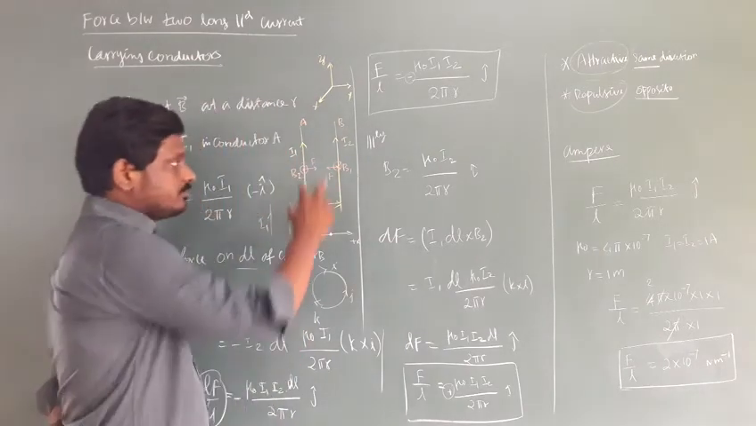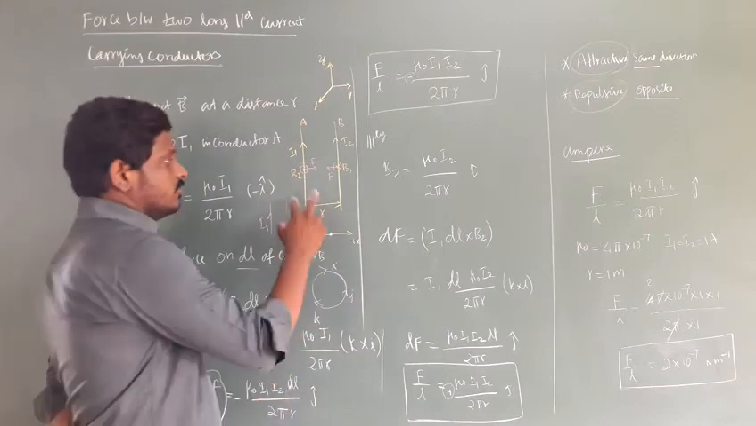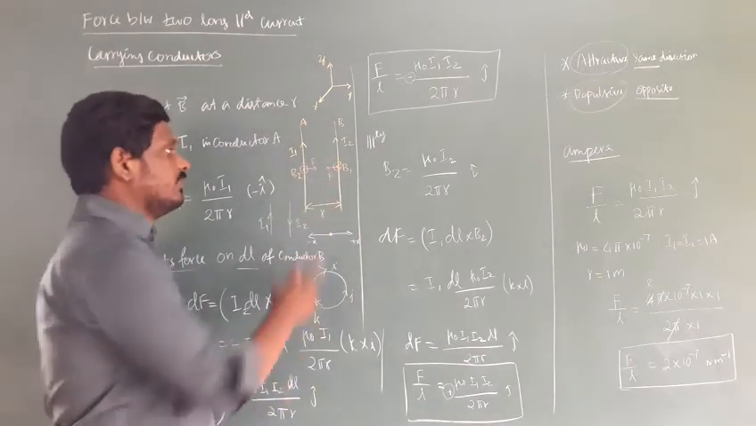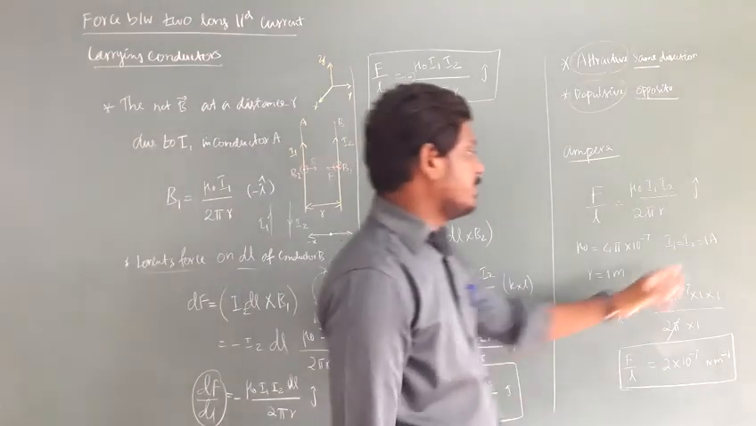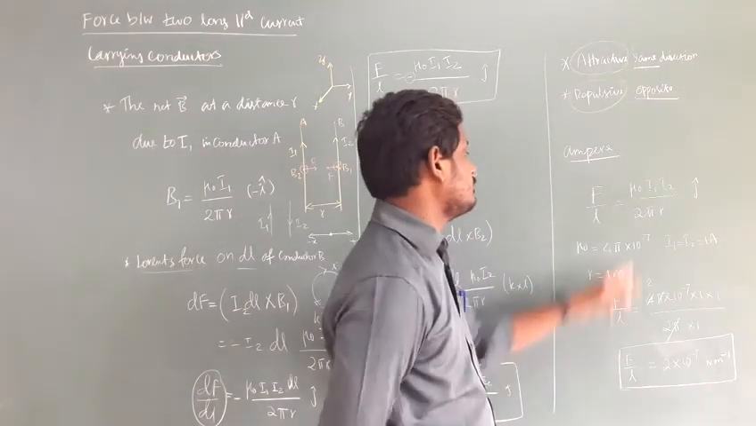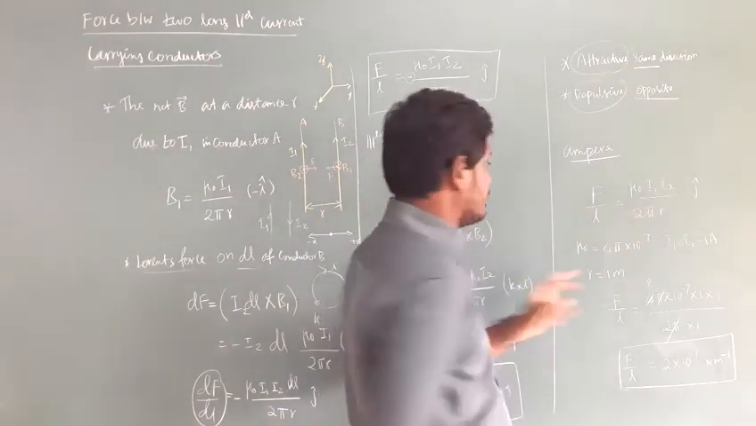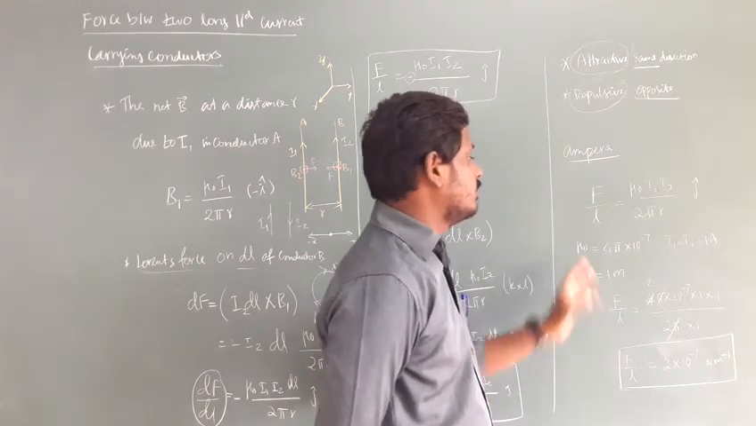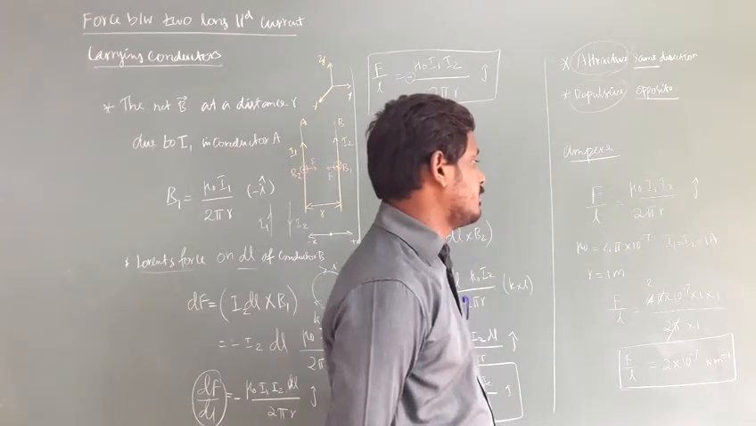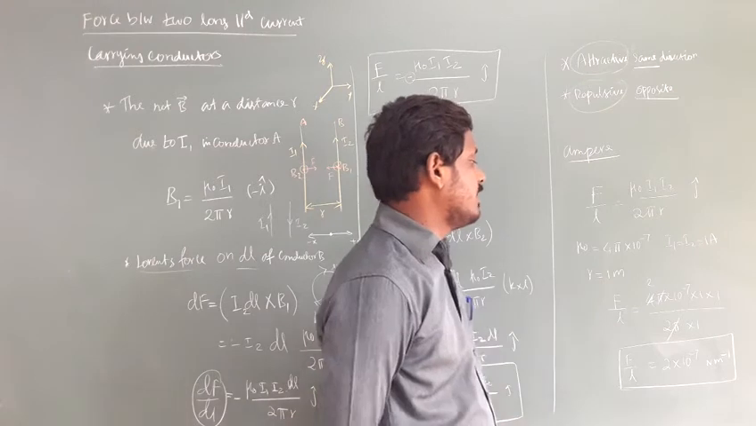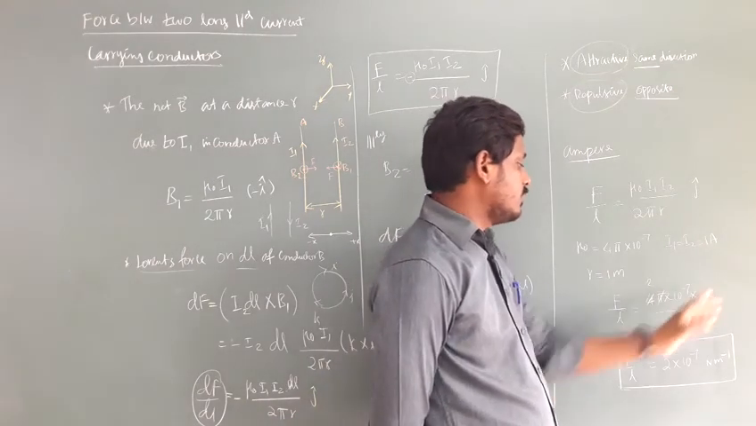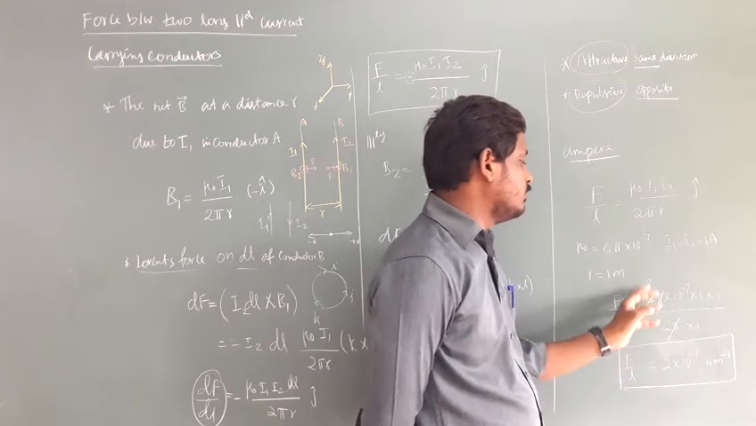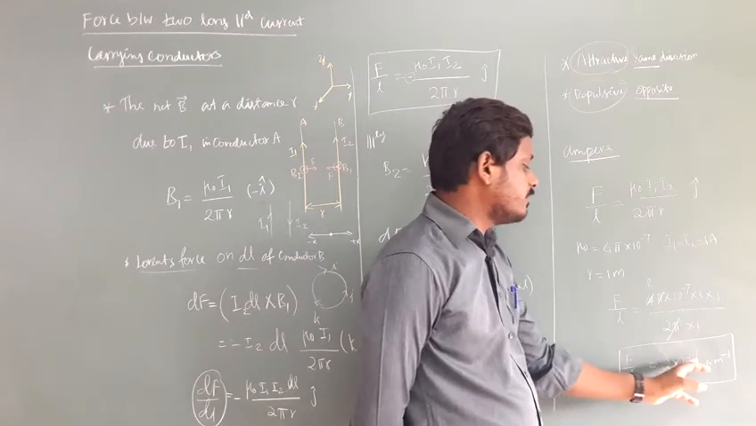Just consider two parallel conductors. The current flowing in the two conductors is 1 ampere. So if I1 equals I2 equals 1 ampere, then the distance between the two conductors is R, that is 1 meter. We know the value mu 0 equals 4 pi into 10 power minus 7. Just substitute the values. 4 pi into 10 power minus 7, then 1 ampere into 1 ampere, divided by 2 pi R. So 2 pi cancels and we get 2 into 10 power minus 7.